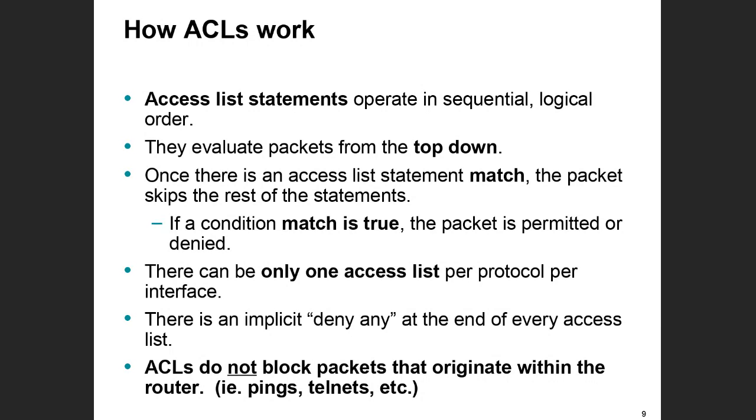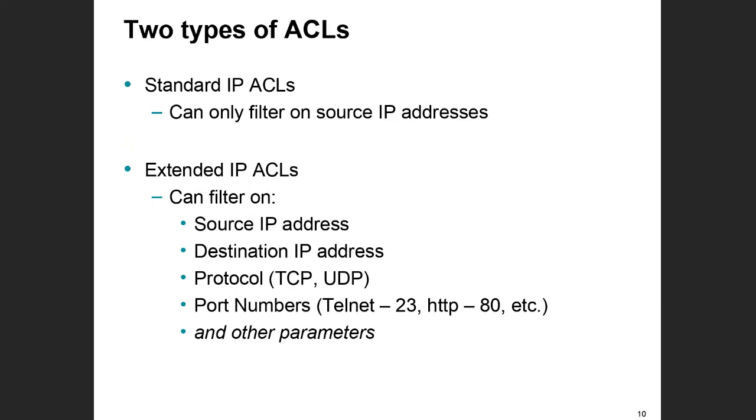Just ordinary user traffic that comes in and goes out of the router, normal traffic. So first of all, we're just going to look at standard access control lists. They only filter on the source IP address. Then we're going to promote ourselves up to experts, and we're going to go to extended IP access control lists.